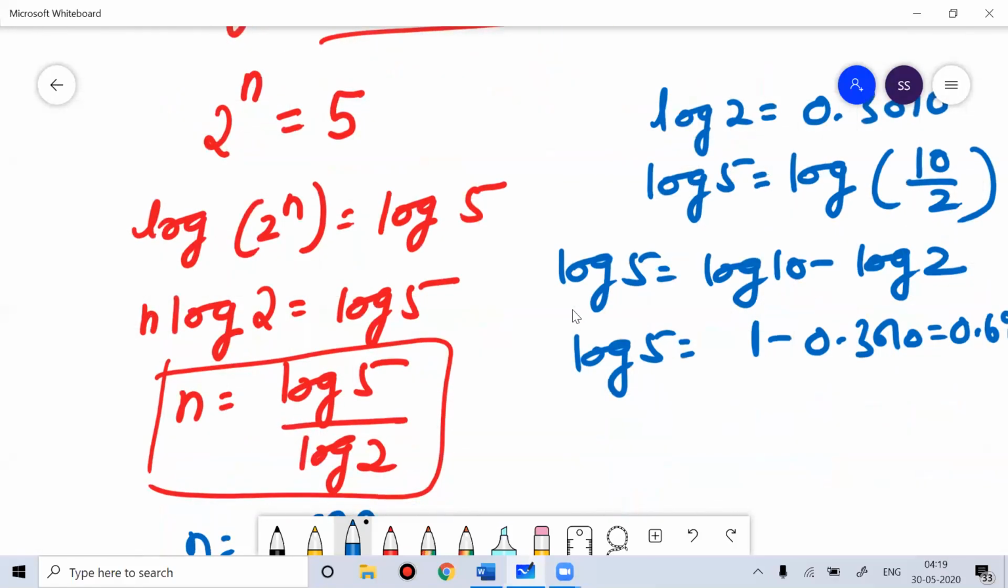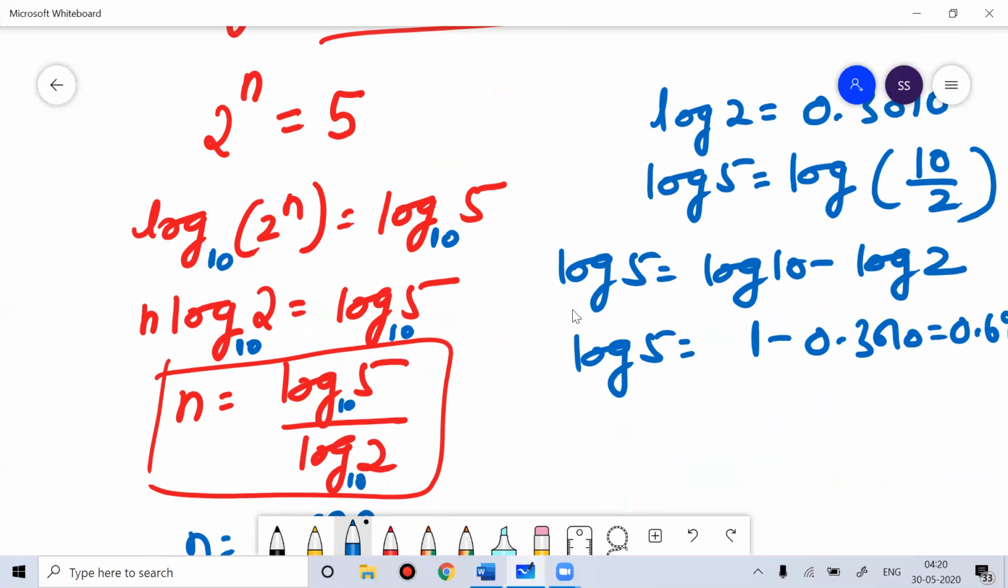Normally whenever you write log, you always write log with a base. There's a base when you work on log. That is a very unique thing in log. We always write the log with base. When base is not visible, we believe that the base is 10. That is called common log.